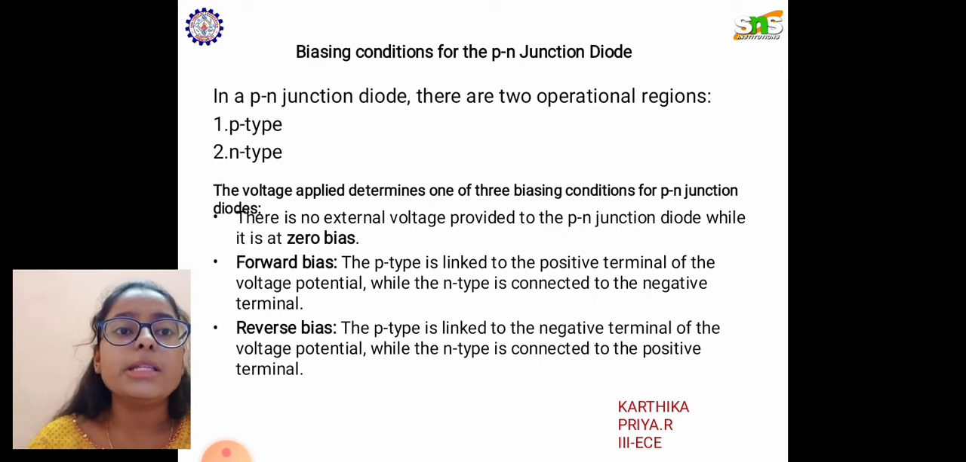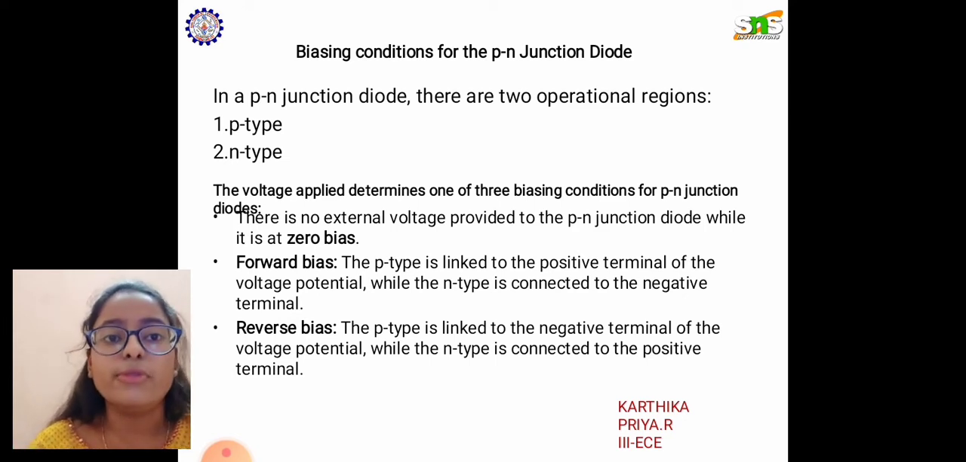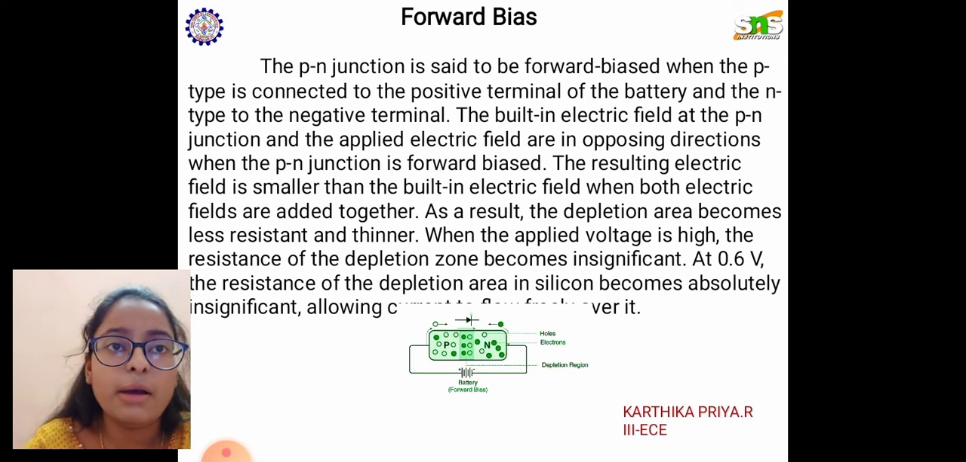When the P type is linked to the positive terminal of the voltage potential, while the N type is connected to the negative terminal, it is called a forward bias. Reverse bias is when the P type is linked to the negative terminal of the voltage potential, while the N type is connected to the positive terminal. It is called a reverse bias. And we can see briefly with a diagram about the forward bias.